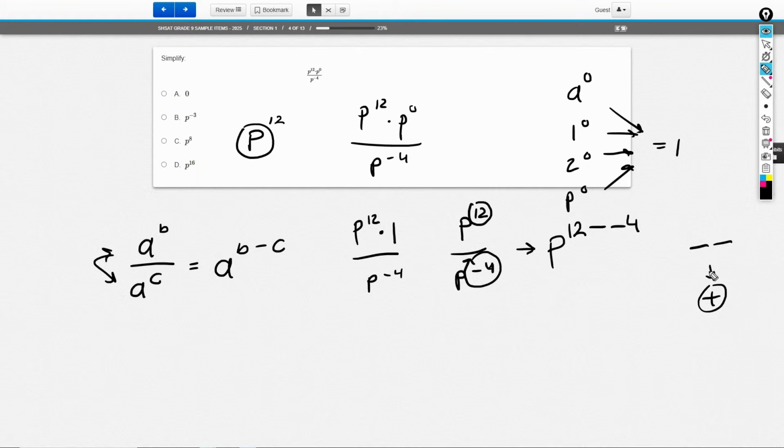Remember that in order to make a plus sign, you need two lines. The two lines come from the two negatives. So this is actually p to the power of 12 plus 4, or p to the power of 16, which is choice D. Okay, so just remember your exponent rules.